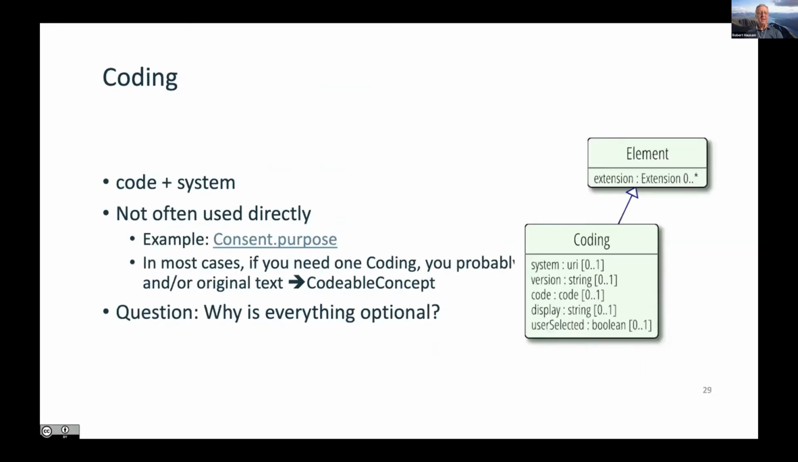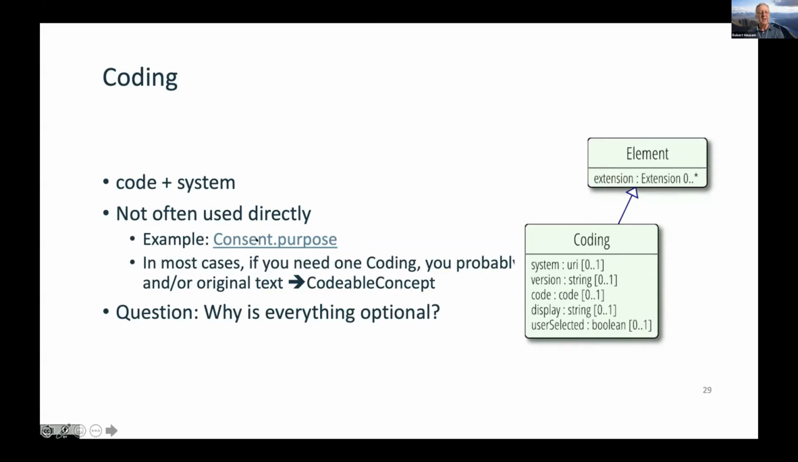All right. So now we'll move on to the next level, where we have the coding data type. And basically, the main point of that is you're able to specify both the code and the system. Those are the primary elements. This data type is actually not very often used directly. There are a few examples where it is, like this one I've listed here, consent.purpose.